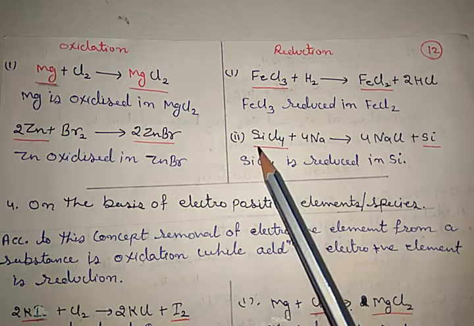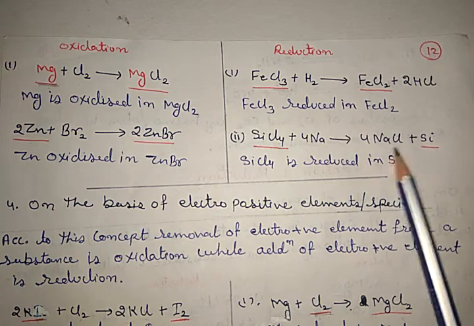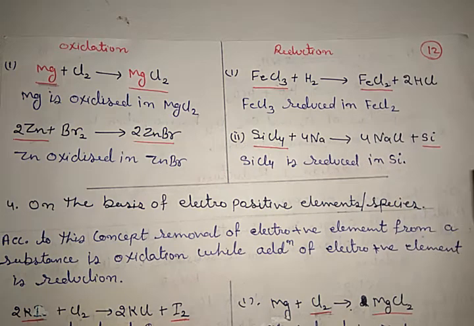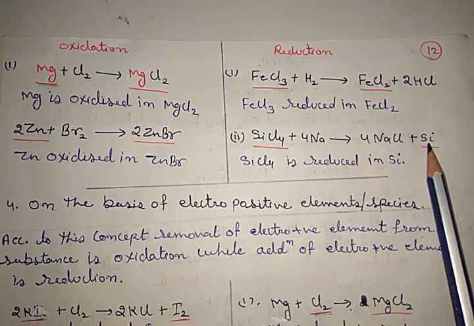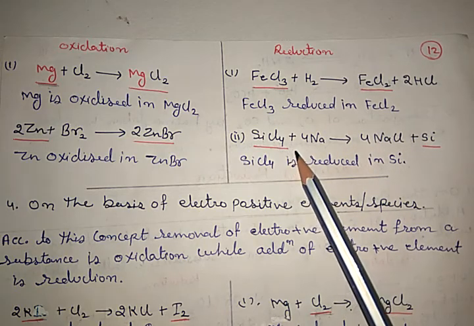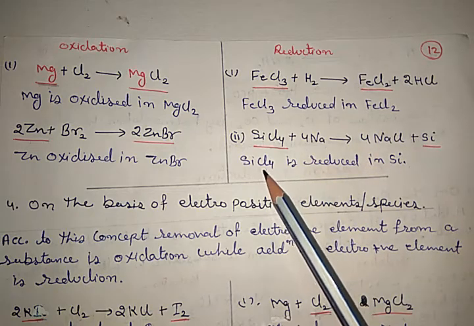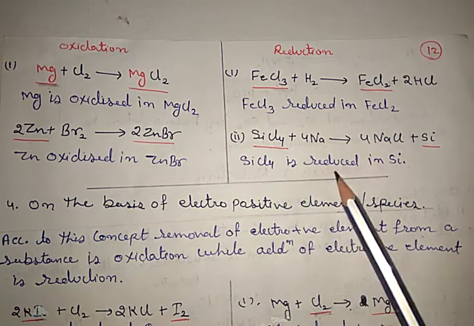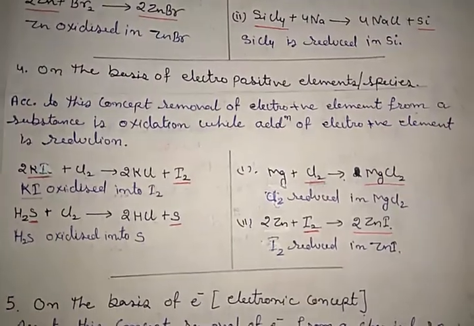Similarly, silicon tetrachloride reacts with sodium, then it forms sodium chloride and silicon. Here chlorine is present, but here not, that means chloride, Cl negative, is removed, so we can say that silicon tetrachloride is reduced. Got it?